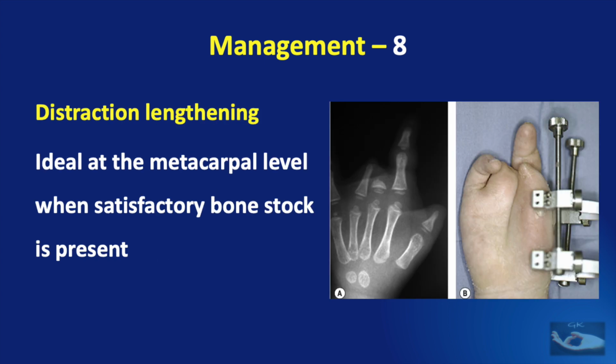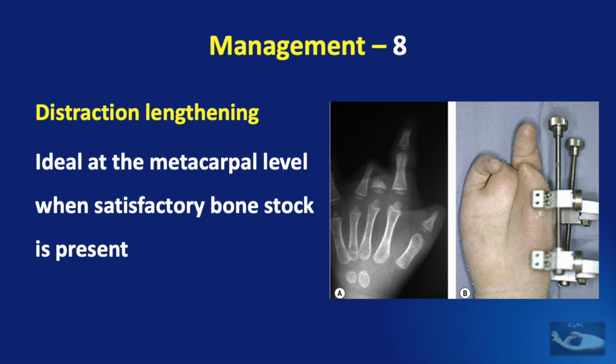Distraction lengthening is best performed at the metacarpal level when satisfactory bone stock is present. The metacarpal can be easily but slowly lengthened up to 100% of its length, and it may have to be done as a two-stage procedure that includes application of the distraction apparatus and osteotomy in the first stage, followed by bone grafting of the intercalated gap and internal fixation if necessary in the second stage.